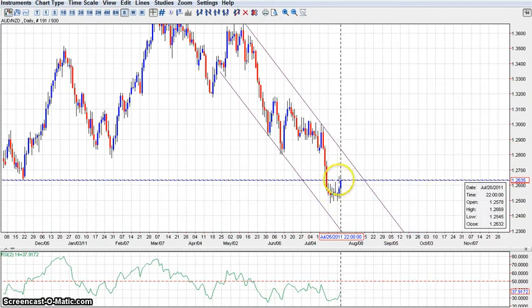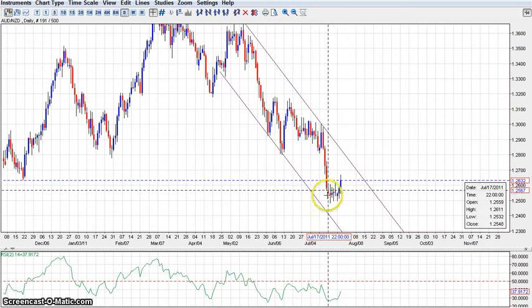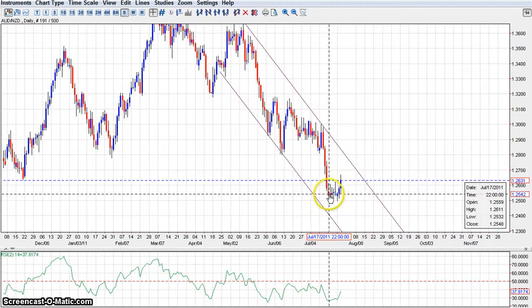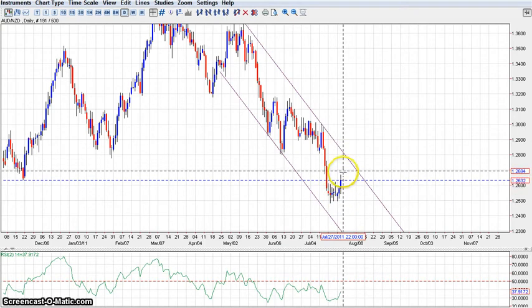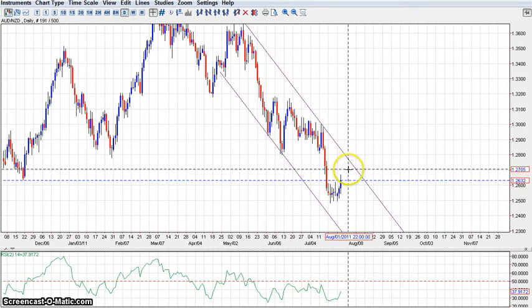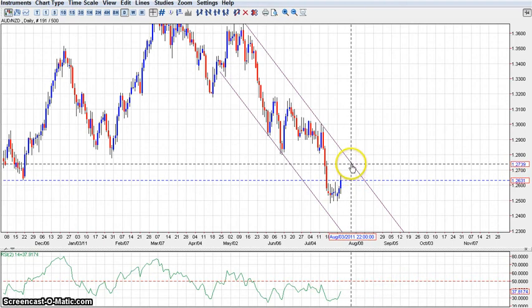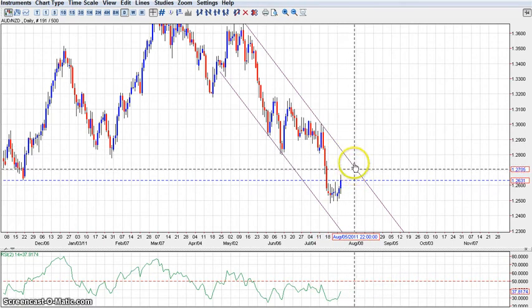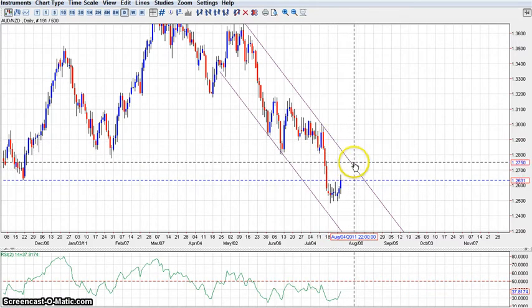At the moment, price is currently consolidating and rallying, but I believe this is some kind of correction. So I'm treating this rally as a short opportunity. Now, obviously, the ideal point of entry will be when price tags the upper boundary of this channel, the downtrend line of the channel.